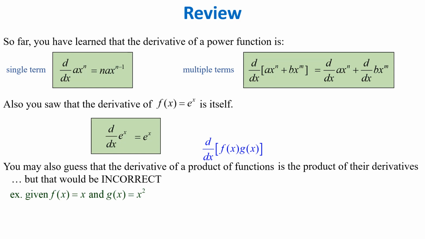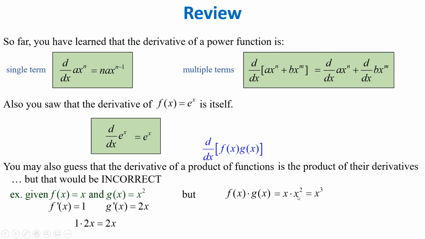If you're given that f of x is equal to x and g of x is equal to x squared, then f prime of x is 1, g prime of x is 2x. And by this faulty thinking, the derivative of x times x squared would be 1 times 2x, which is 2x. But if you multiply f of x times g of x from the get-go, you'd have x times x squared, which would be x cubed. And then if you took the derivative of x cubed, you'd see that this is 3x squared, which is not 2x. So this is not correct.